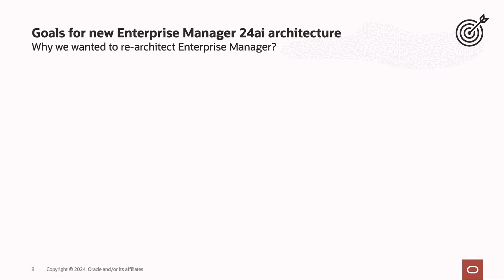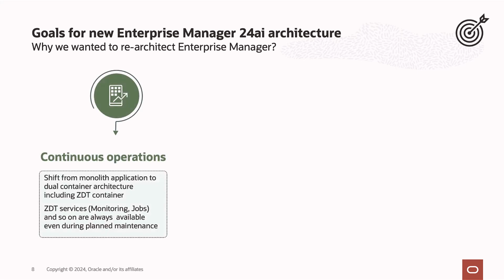Let's review our goals for Enterprise Manager 24 AI. And you all might want to know why we re-architected Enterprise Manager. Well, our re-architecture is mainly focused on transforming Enterprise Manager into a modern platform that operates continuously and performs efficiently, positioning us for ongoing growth and innovation in the future. So with that, the first goal is all about continuous monitoring. The need for continuous operation was a priority.